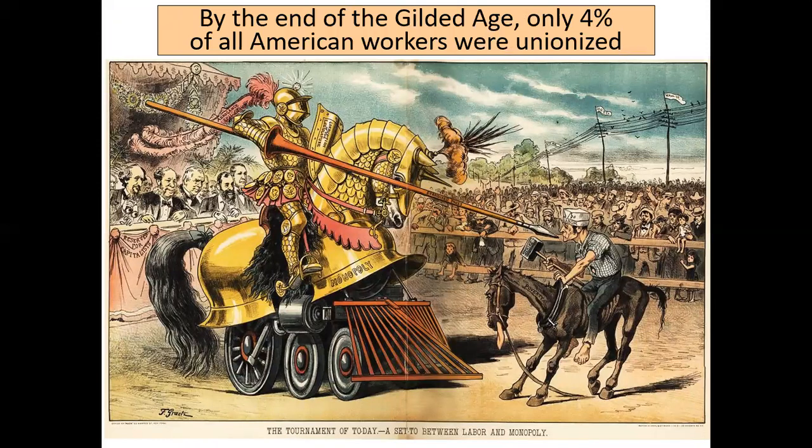Now, by the end of the Gilded Age, only 4% of all American workers are unionized, and there's a really good reason for that. So if you look at this political cartoon, look at the words on the golden horse, look at who's being represented on the donkey, look at the tiny words that are carved into the hammer and into the shield of the knight on the train, and just try to think about what the political cartoonist is trying to depict to you or show you in this cartoon.